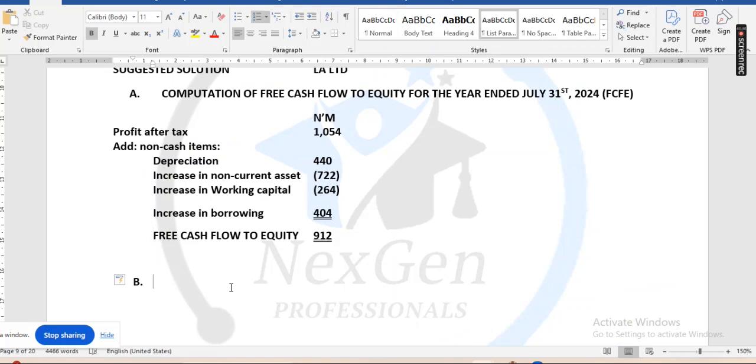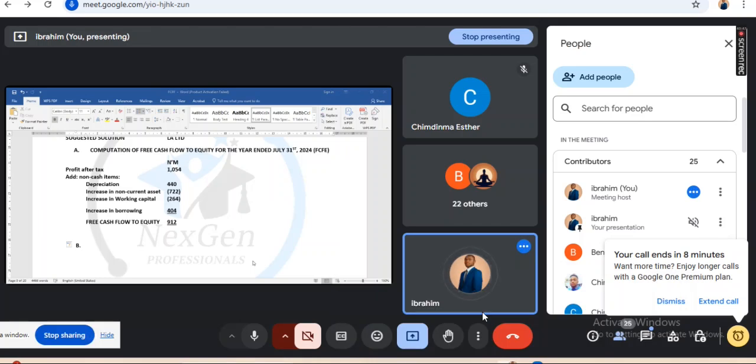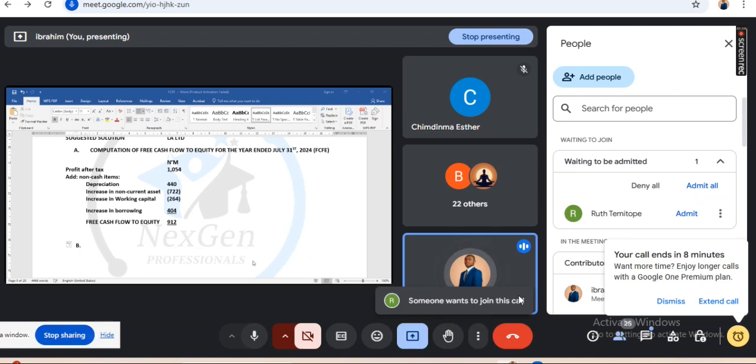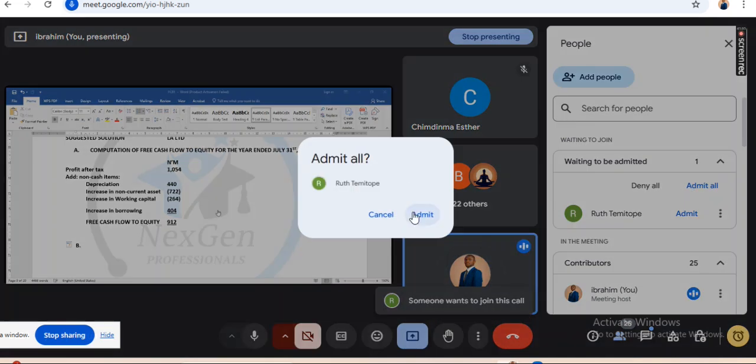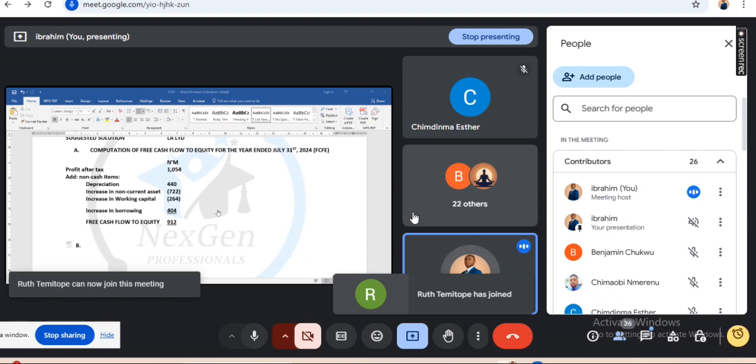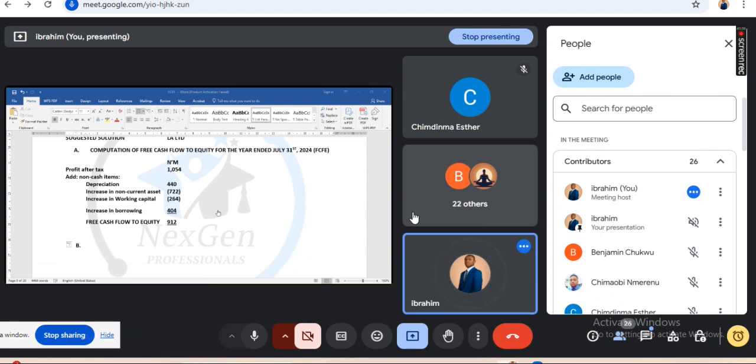Now, what will you do? Because there will be growth in it for the next 5 years. Class, if the free cash flow to equity is 912, you grow it by 18%, right? In the first year, you need to get the present value of it. Second year you grow it, what is the present value? Third year, what is the present value? Fourth year, and fifth year.